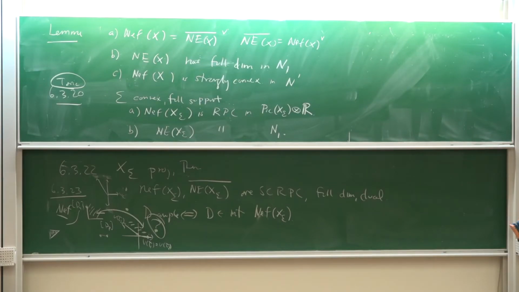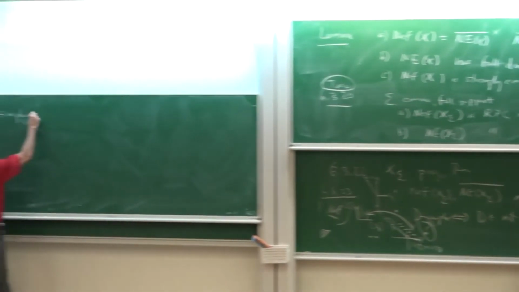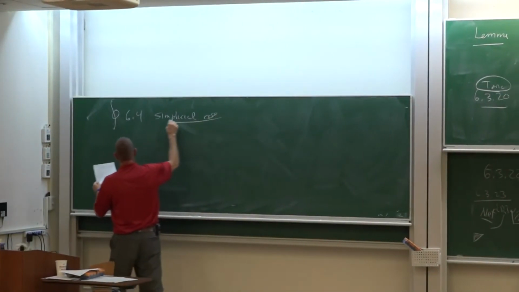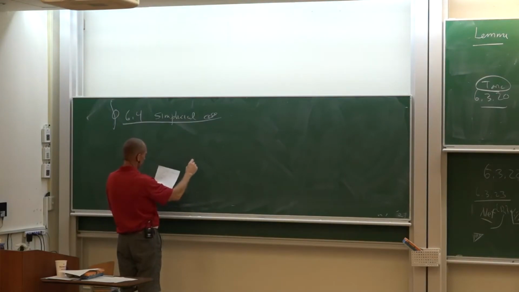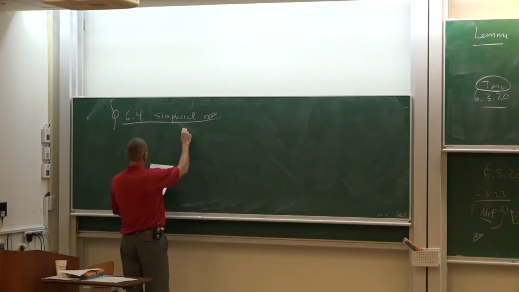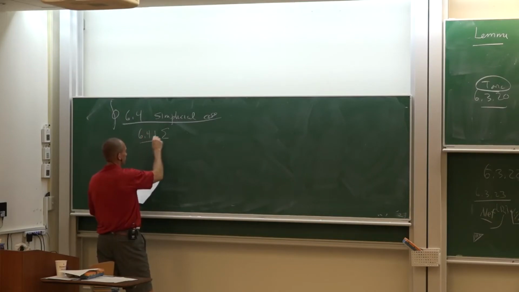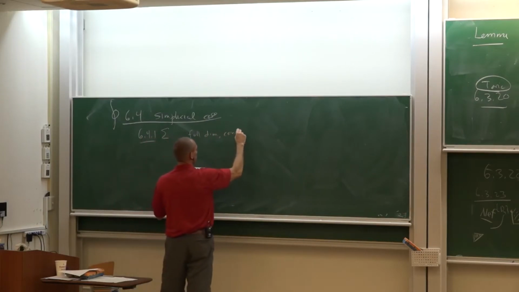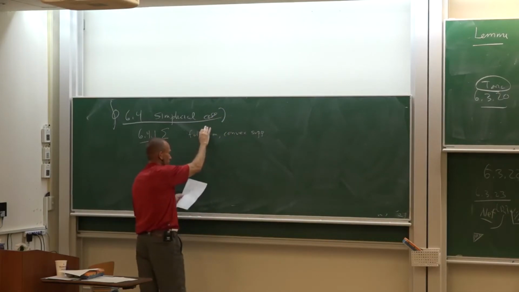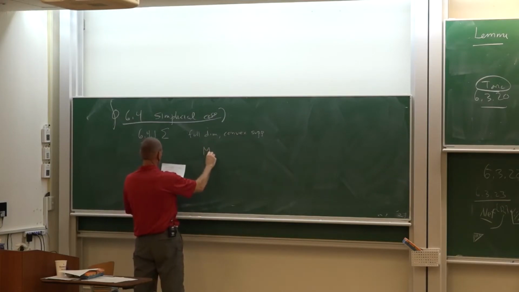All right, so 6.4, last section. I want to remind you of our two sequences. I'm going to assume, at least in 6.4.1, sigma is full dimensional with convex support. And in this section, everything is going to be simplicial. So in the last 10 minutes, it's all simplicial. So we have sequences that look like this.